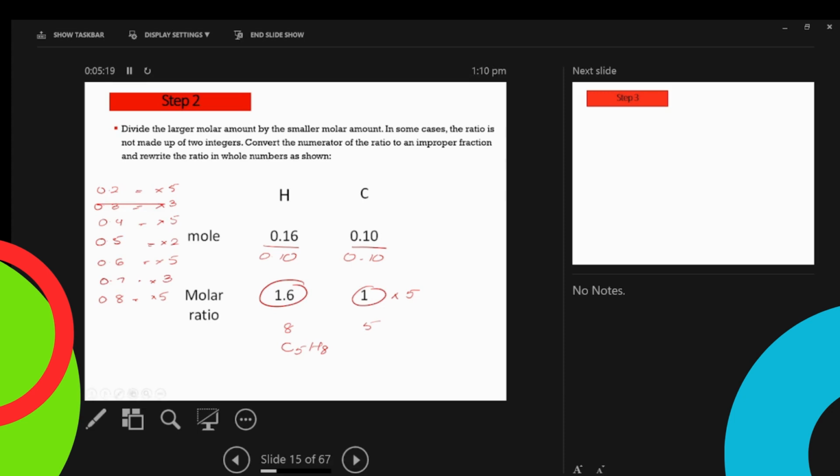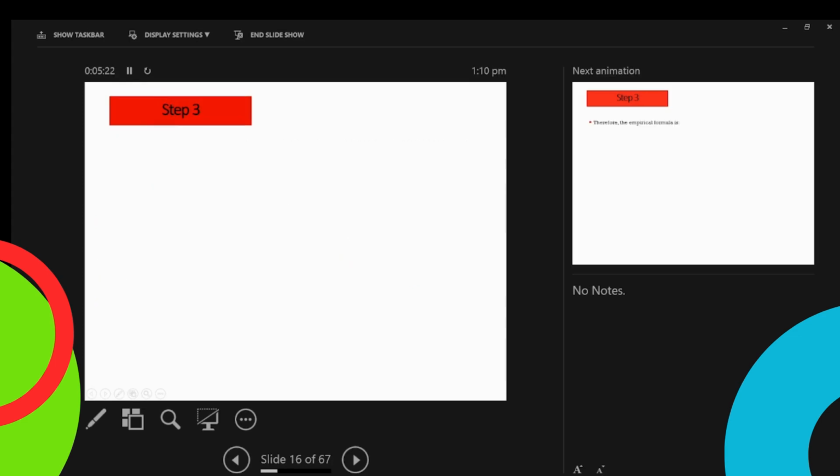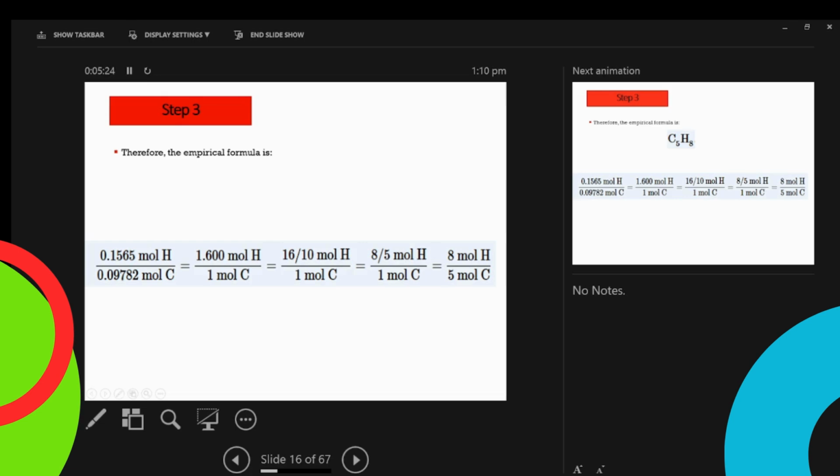But if you want to follow the complex one, it is just like this: you have to divide both, and then you'll get the value. When you divide both, it becomes 16 by 10, and when you simplify, it becomes 8 by 5, so 8 hydrogen and 5 carbon. But this is quite confusing. So the first one which I taught you is the easier one. Try to learn that one, and it will really help you.